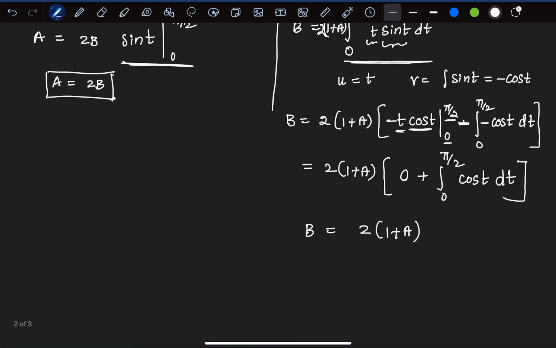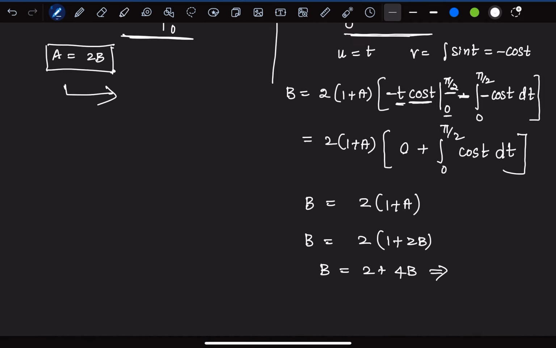But from this equation we have a equals 2b. So b equals 2 times 1 plus 2b. So b equals 2 plus 4b. This implies minus 3b equals 2, so b equals minus 2 by 3. And from here we get a equals minus 4 by 3. Now we have a and b.